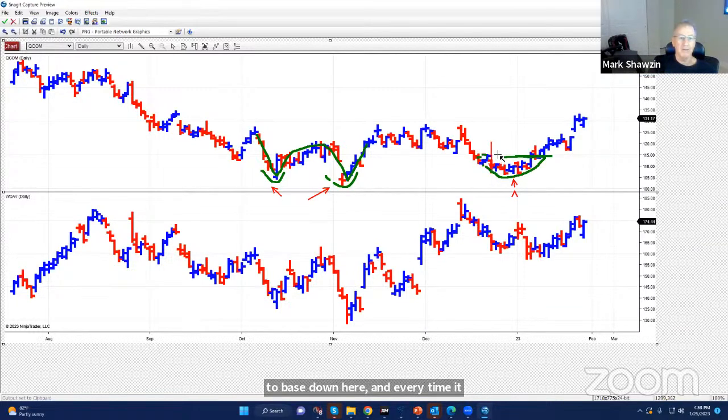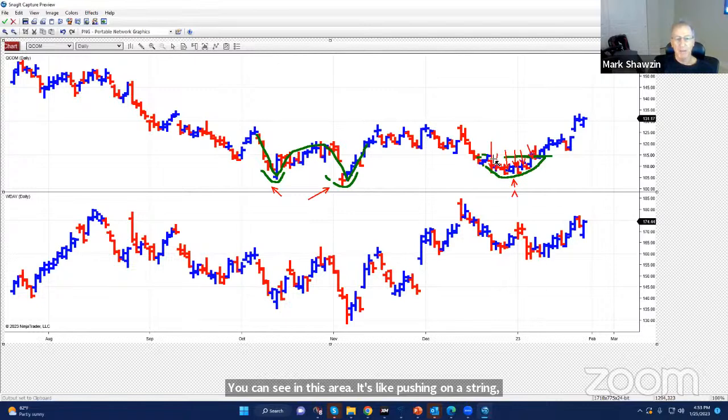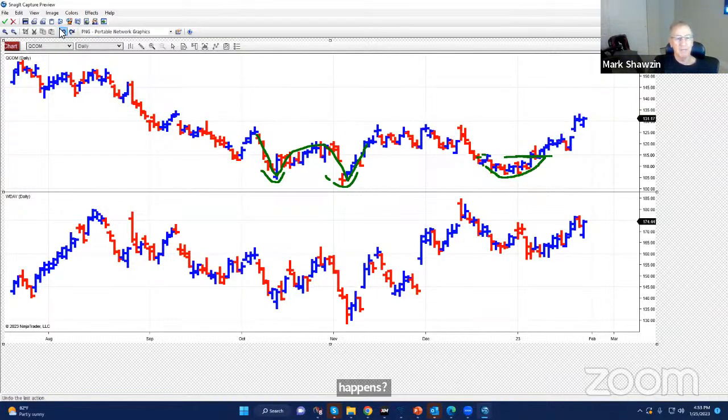You can see in this area it's like pushing on a string for 2 weeks. It just kept on banging on that area, and then it couldn't go lower. So it's kind of like holding that beach ball underwater. You press, you let your hand off, and what happens? The energy just explodes.